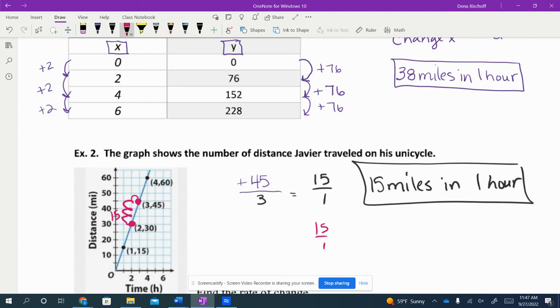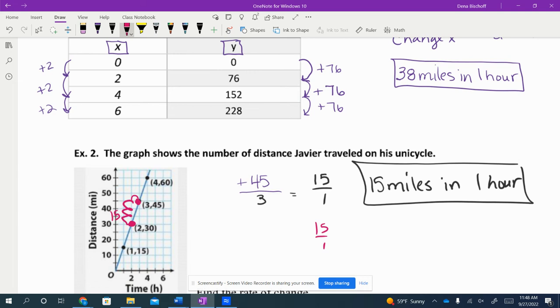What kind of graph do you have there? Is your graph curvy? No, it's a straight what? Straight line. So when you have a constant rate of change, that's going to give you a linear equation or a straight line graph. It's called a linear function.